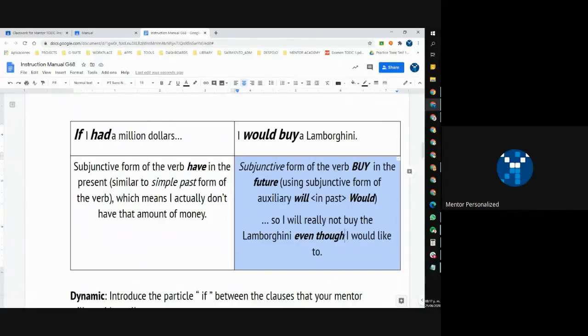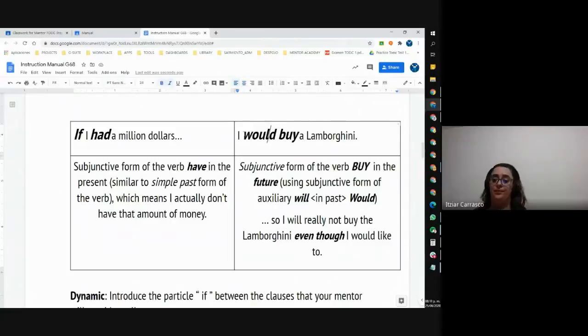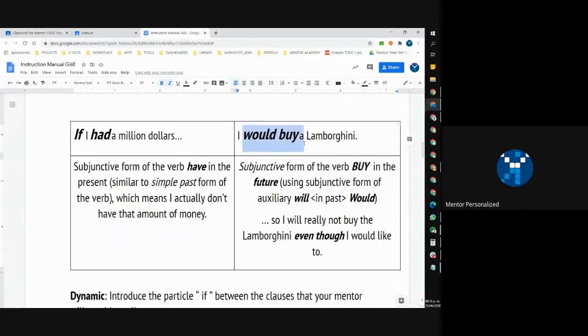How do you say "a pesar de que"? Even though I would like to, I am not really going to buy the Lamborghini because I don't have the money. Okay, so "I will buy the Lamborghinis for sure" is a prediction, 100% sure and certain. But in this case, I am just expressing an imaginary situation, a desire. I would buy a Lamborghini.